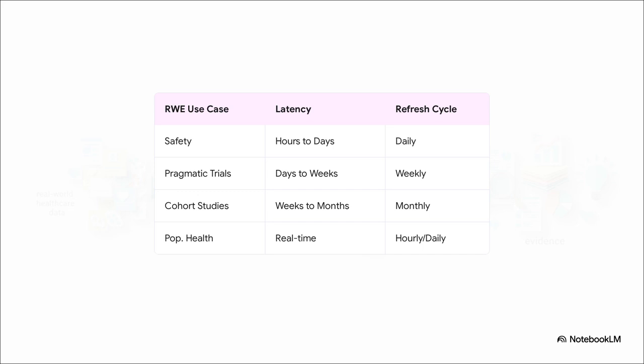Take pharmacovigilance, for example. You need low latency there, hours to days, and your critical metric is watching for data volume drops to ensure you aren't missing adverse event reports. But if you're running a retrospective cohort study, weeks to months of latency is completely fine, and your focus shifts to something like code mapping success rates.